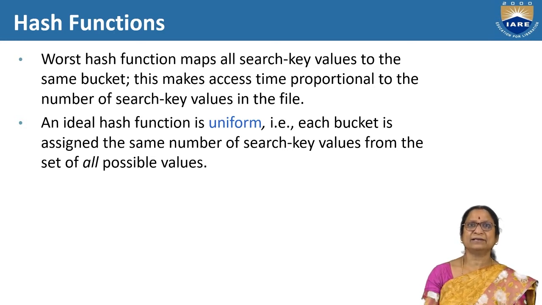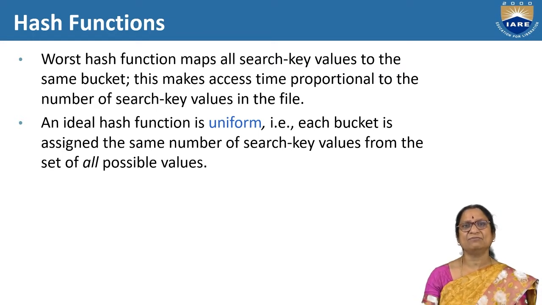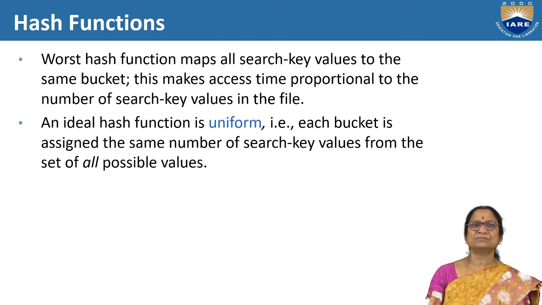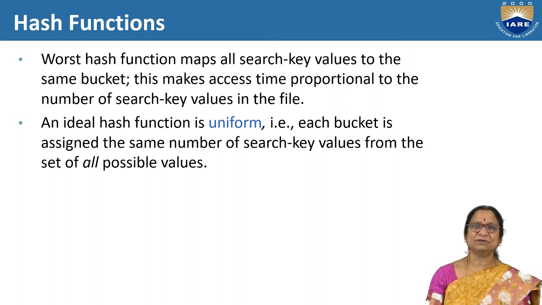So to avoid that, an ideal hash function must be chosen by us. An ideal hash function must be uniform. Uniform means whatever the range of values there are for key values, all of them must be mapped to almost all different buckets. That means there should not be some buckets always empty, and there should not be some buckets that always overflow. In such a way we have to identify the hash function.